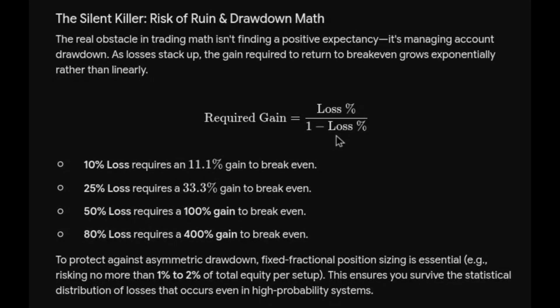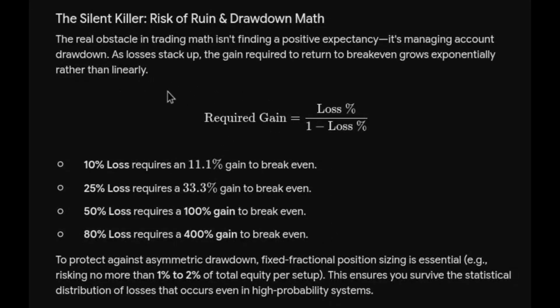All this is saying is that when you start going into drawdown, you need to make even more to gain that loss back. So for example, a 10% loss requires an 11.1% gain to get back to break even. A 25% loss requires a 33.3% gain to break even. A 50% loss requires a 100% gain to break even. An 80% loss requires a 400% gain to break even. So basically, the more you go into drawdown, the more you have to make to get back to break even.